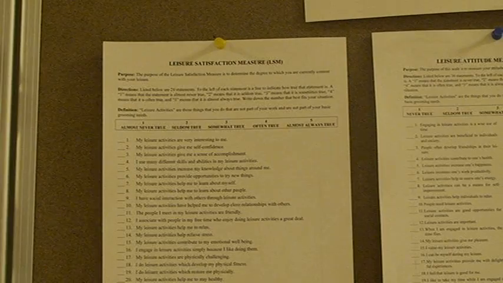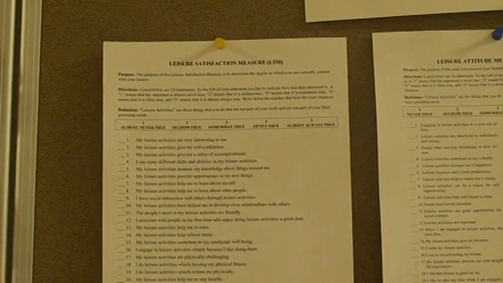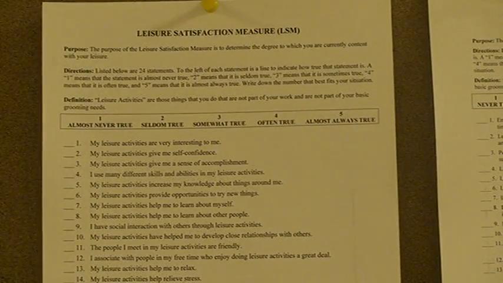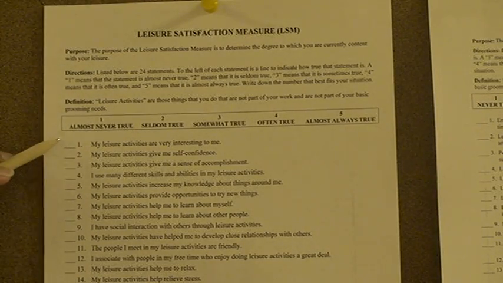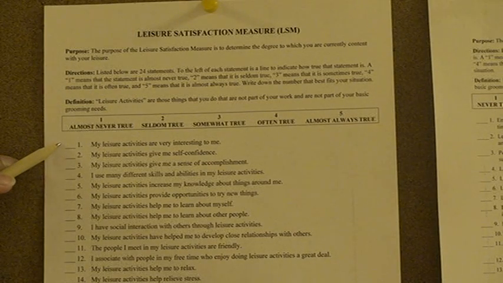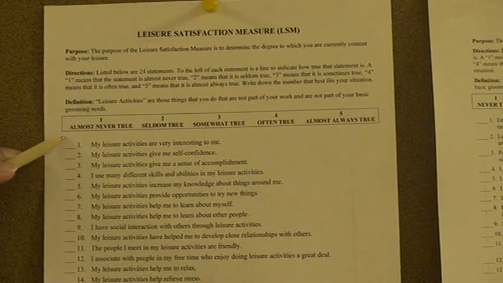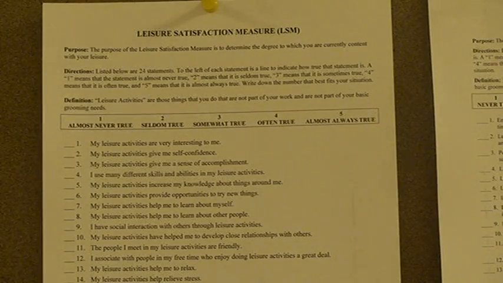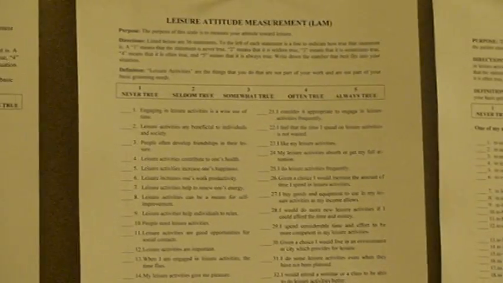So you're going to read each of the statements, and you're going to decide what applies to you in terms of that rating scale. So if it's something that is almost always true, then you would write the corresponding number, in this case 5, next to that item. So item number 1, my leisure activities are very interesting to me. Is that almost never true, seldom true, somewhat true, often true, or almost always true? So you're just going to record the number that matches your response to each of the 24 statements on this one.